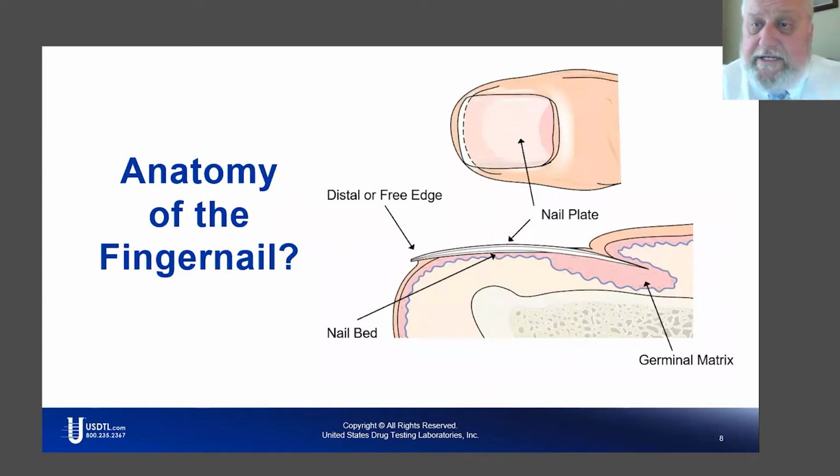So before we can get into how drugs are incorporated in the hair, let's take a real quick peek at the anatomy. I know we got some doctor friends on here, so this is probably going to be a little simple for our doctors and nurses, but we should review this together.